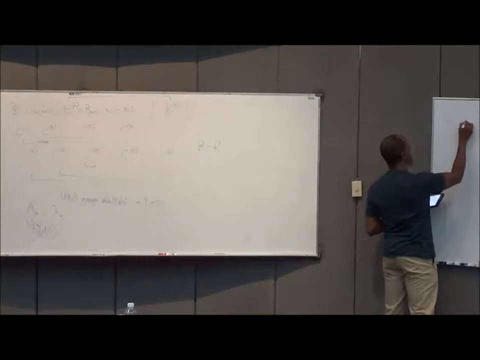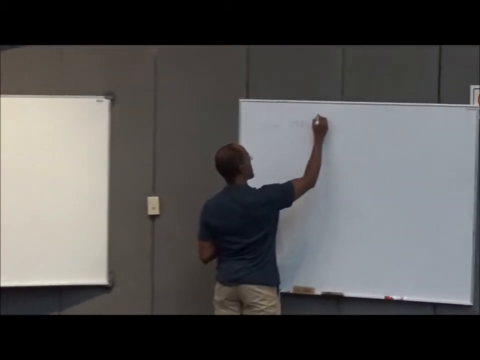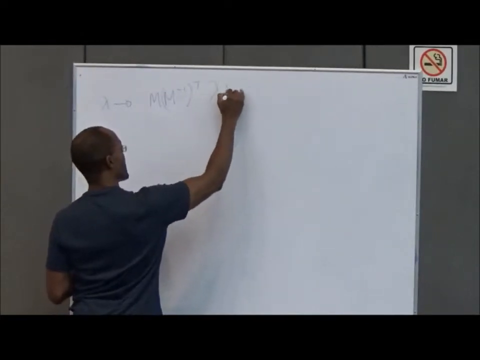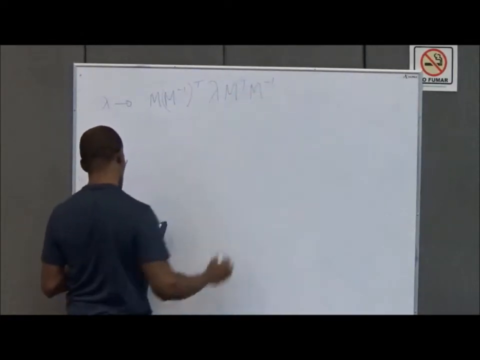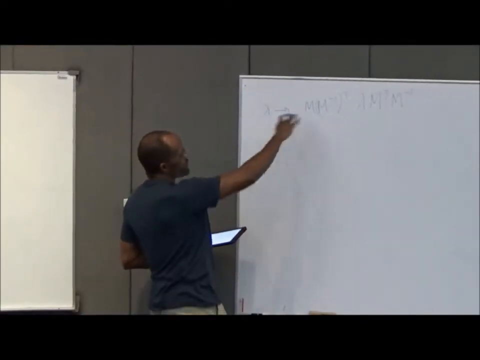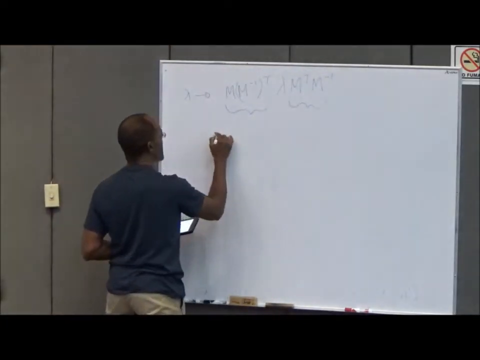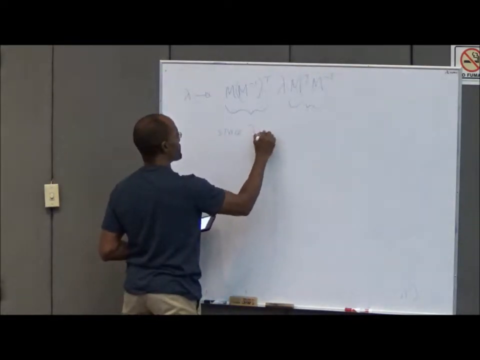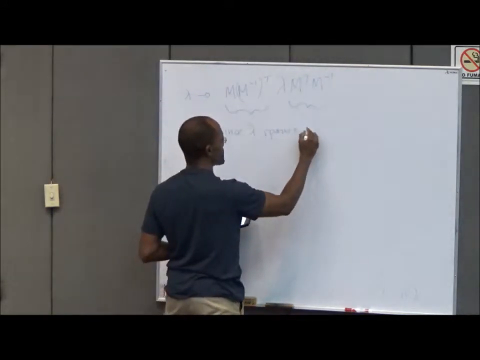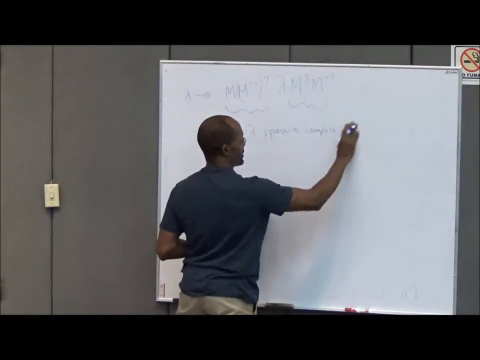Right, and so the lambda, if you check, goes to, if you do it twice, M^-1 transposed, lambda M transposed minus 1. Okay. So this is telling us something very nice. Since lambda, for the whole set of lambda, it spans a complete set, a complete basis.